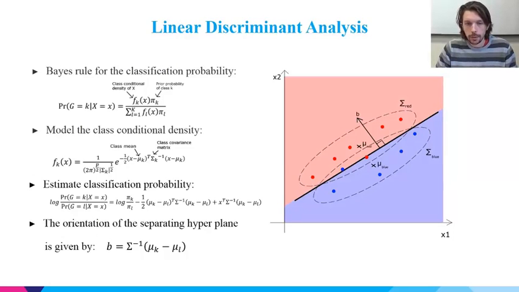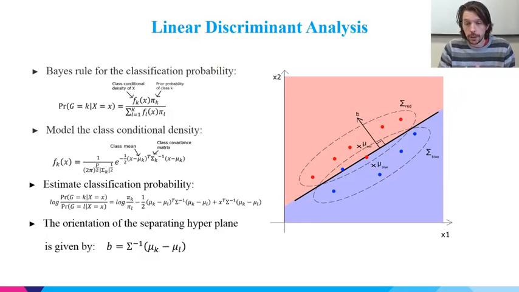Given that we have a model for the class conditional density, we can then estimate the probabilities. Given the gene expression profile, we can estimate the probability that the profile came from a red or a blue state. I don't need to go into the details of these equations, it's just to give you an illustration of how these calculations are done.